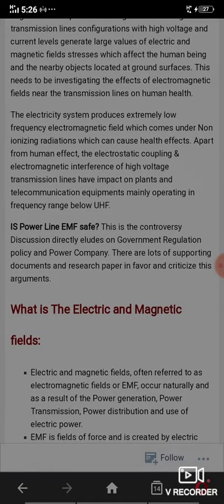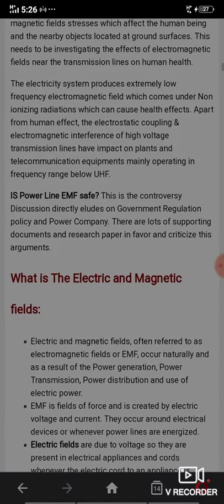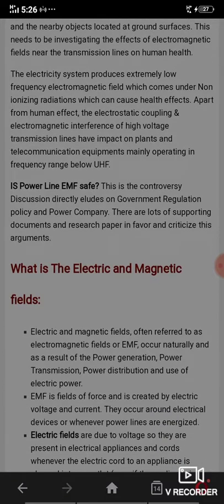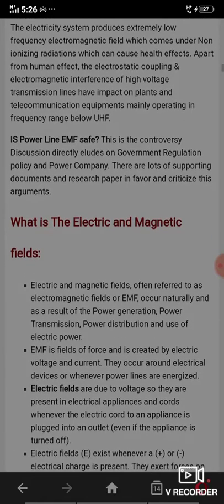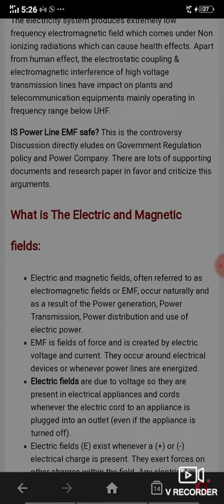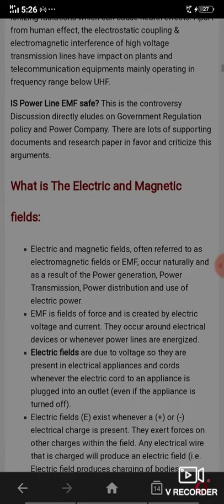What is the electric and magnetic. So first of all, we learn fields. Electric and magnetic fields, often referred to as electromagnetic field, EMF, occur naturally and as a result of power generation, power transmission, distribution, and use of electric power. EMF is a field of forces created by electric voltage or current. They occur around electrical devices on everywhere power lines.